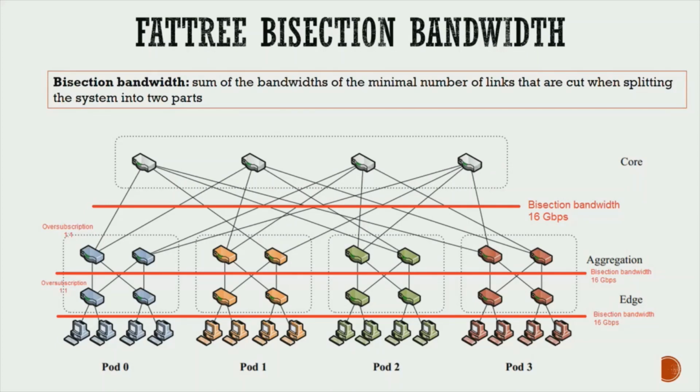Okay. So bisection bandwidth is defined as the sum of the bandwidths of the minimal number of links that are cut when splitting a system into two parts. So the bisection bandwidth of this part, this part, and this part are the same. What's nice about the fat tree approach is that it gives you the same bandwidth across different parts of the system, and that way you avoid over or under subscription. This is the reason why they use fat tree topology. You cannot achieve this in other topologies like ring topology or bus topology. This is the main reason why they use fat tree.